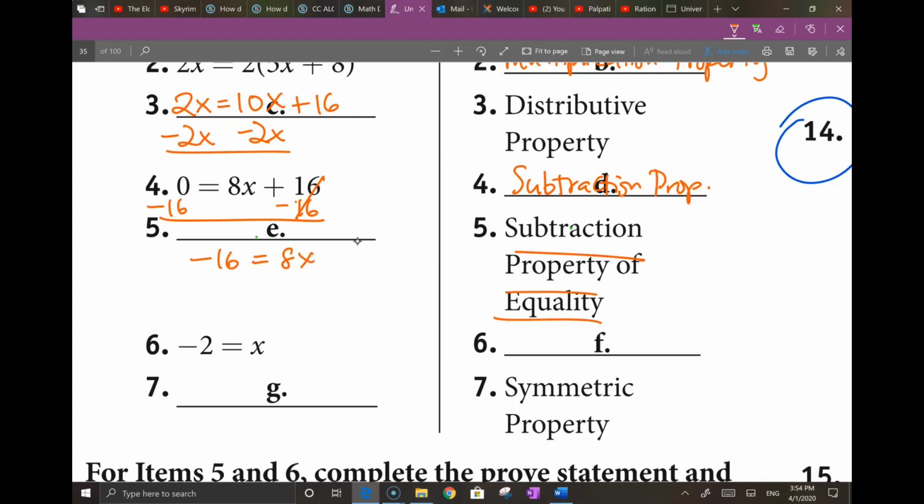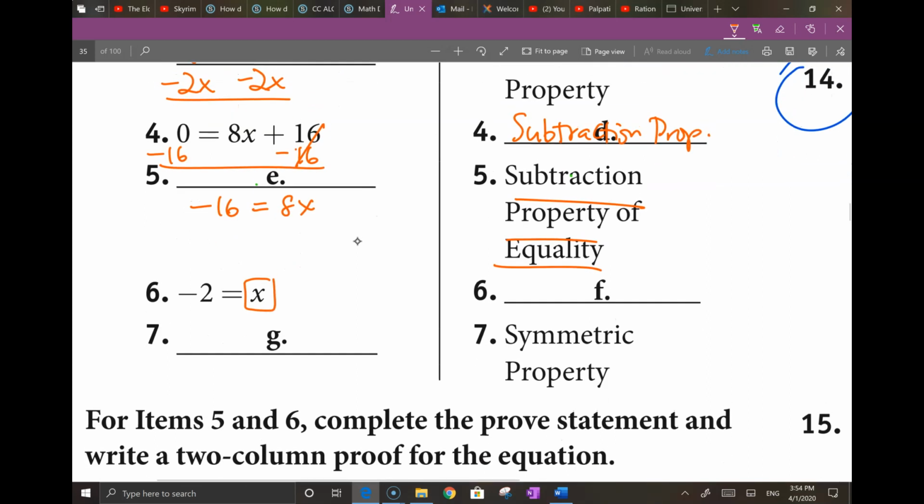Now, it turns out that this actually works out very well, since in line 6, our variable is on the right side. As you can see over here, the variable is on the right side. So it does make sense to move the 16 rather than the 8x from step 4 to step 5. So, how did we get to step 6 from step 5? Well, we would have to divide both sides by 8, and so that would be the division property.